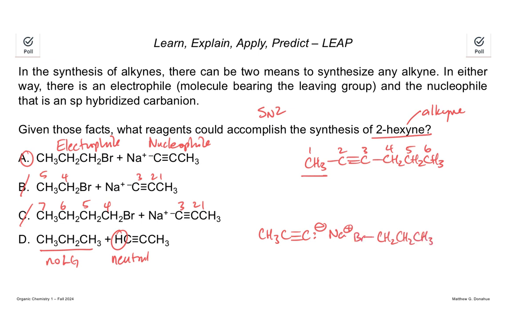And so it's an SN2 reaction because the nucleophile attacks the carbon bearing the leaving group. That leaves, and we end up with the alkyne we want, and then the inorganic byproduct, sodium bromide. Any questions on that?